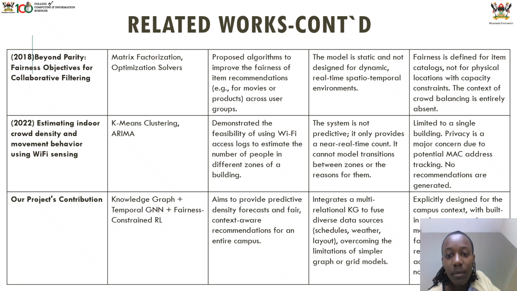On the architectural side, it integrates a multi-relational knowledge graph to fuse diverse data sources like Wi-Fi logs, events, weather, IoT sensors, and also geolocations, and to overcome the limitations of the simpler graphs that we have seen in other papers, as you would read through. It's explicitly designed for campus context only. That's its contextual limitation. Yes, it will only serve campuses, not the whole region or something.